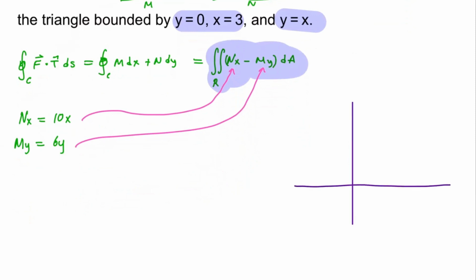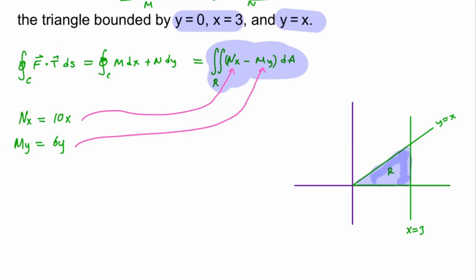So here's our XY plane. y equals 0, that's the x-axis. x equals 3 right here, and y equals x is right here. Let's suppose that's the line y equals x, and y equals 0, of course, is the entire x-axis. So this is our region R. I'm going to shade that in. Okay, so this is our region R.